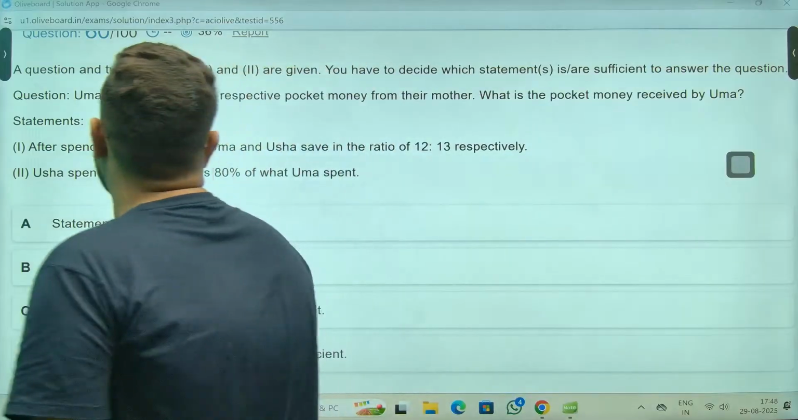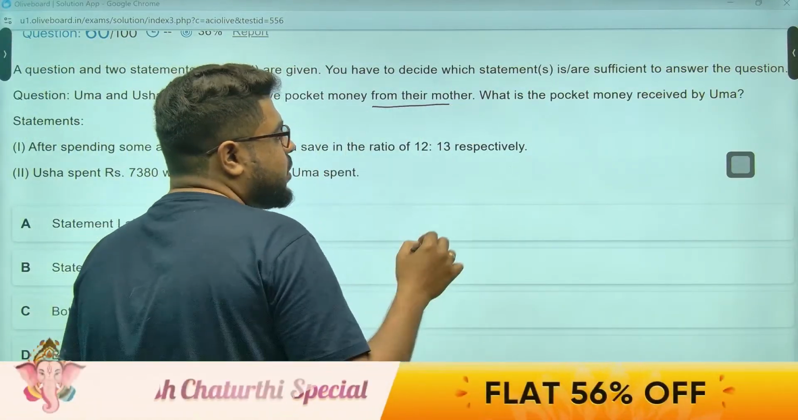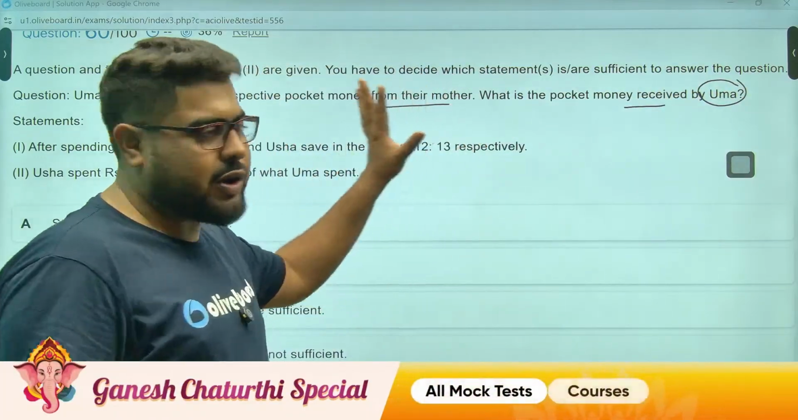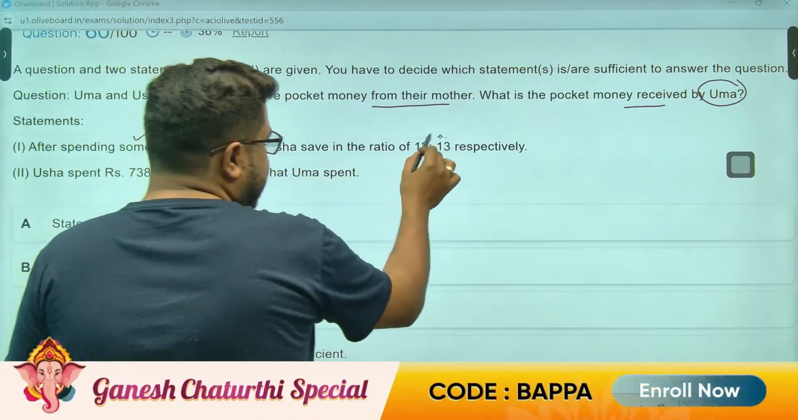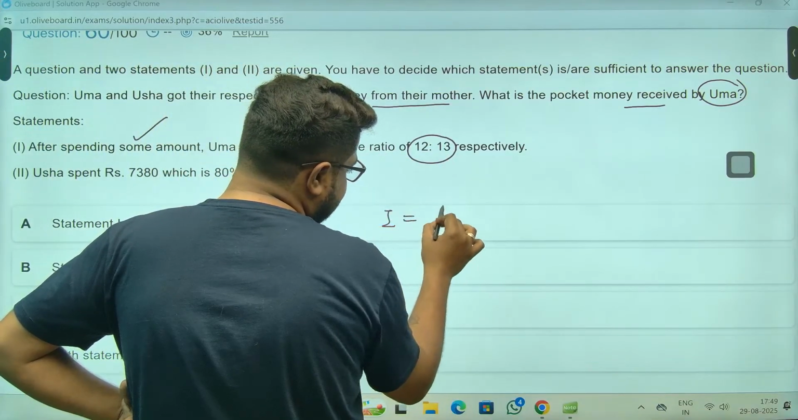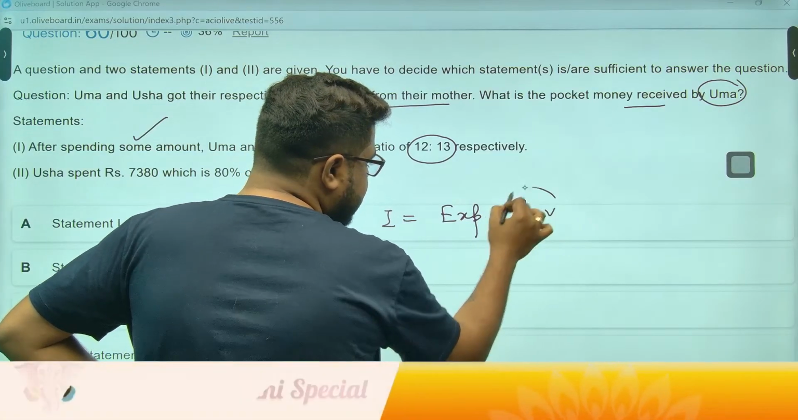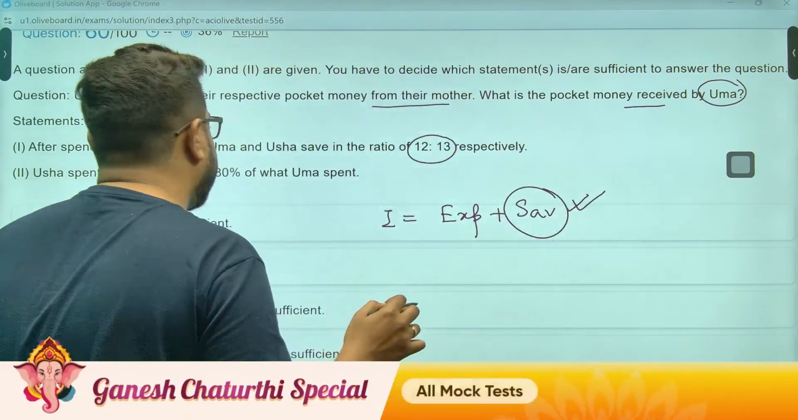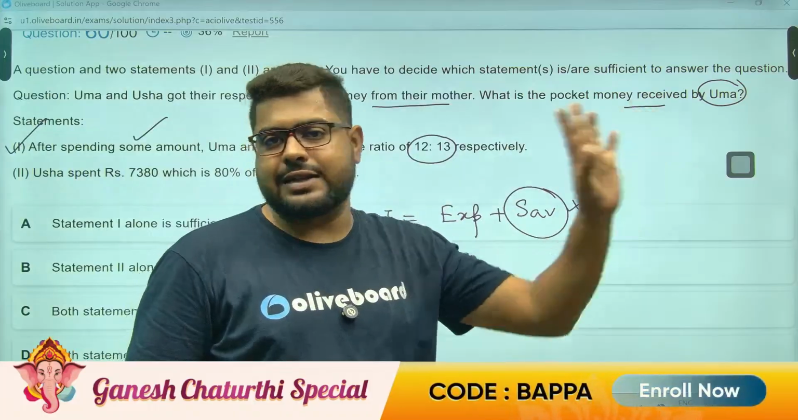Right? Chalo. Uma and Usha got their respective pocket money from their mother. What was the pocket money received by Uma? Meaning income. Pocket money here is income. Spending some amount, saving ratio that I know. Achha, sir. Income is always expenditure plus saving. This is something that we know. This ratio I know from statement 1. So from only statement 1, we cannot answer anything.